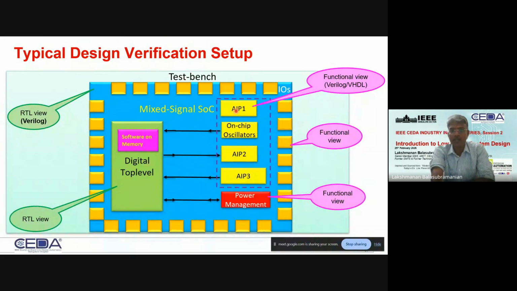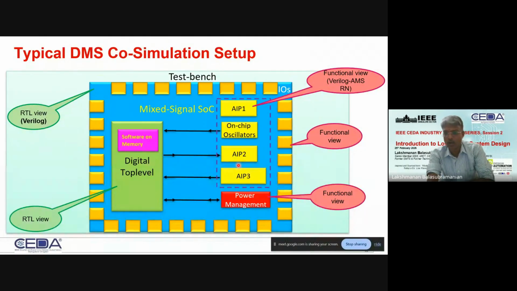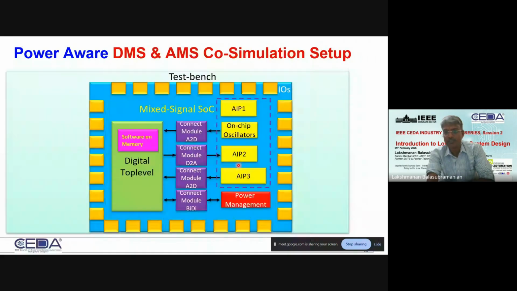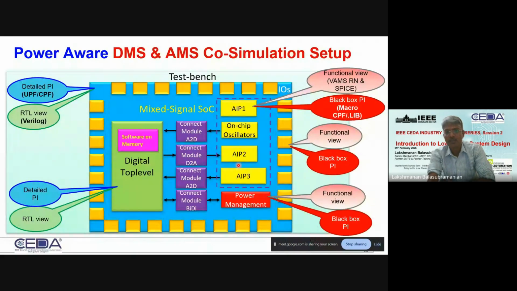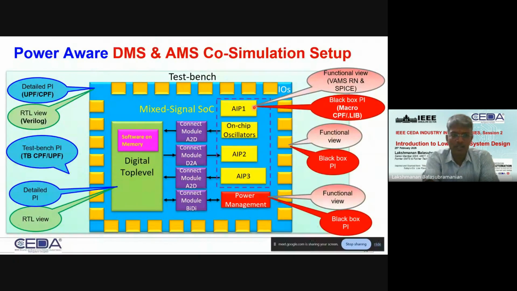So the complete glass box view is needed. You have a functional view, which is your Verilog or VHDL model of analog IPs and IOs, and hard IPs are required, along with annotation of a macro CPF or power model UPF, so that both the power information and functional information are annotated on top of each other. Together they talk to each other. So this is how the simulation view looks like. And then there is something called a test bench level CPF or UPF needed, right?